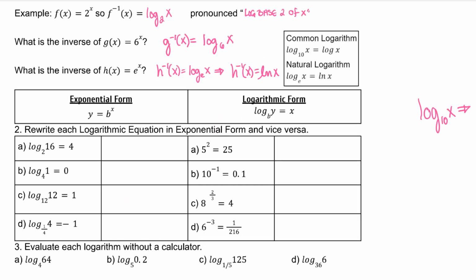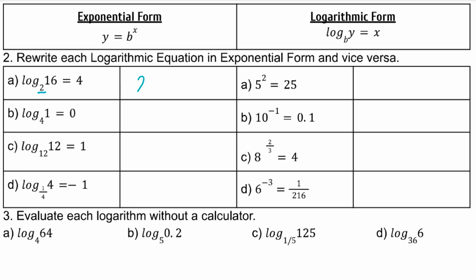For exponential form, y is equal to b to the x. To rewrite that in logarithmic form, the log base b of y is equal to x. The base of the log becomes the base of the exponent. The answer to a log is an exponent, and the argument of the log is the result of your exponent. To rewrite exponential form into logarithmic form, the base of my exponent becomes the base of my log, the result of the exponent becomes the argument of the log, and the answer to a log is an exponent.